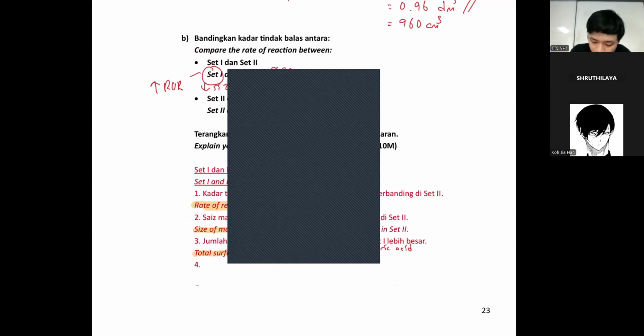In Malay it is, bagi magnesium terdedah kepada asid sulfurik, is in set 1 larger.